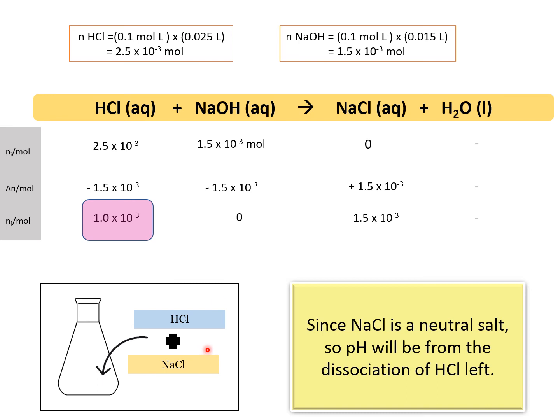It's a neutral salt. So, to determine the pH at this point, we will determine it based solely on the concentration of HCl left. Then from there we will proceed with our calculation. So, what are we going to do?